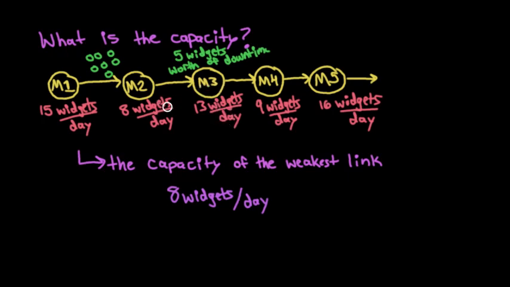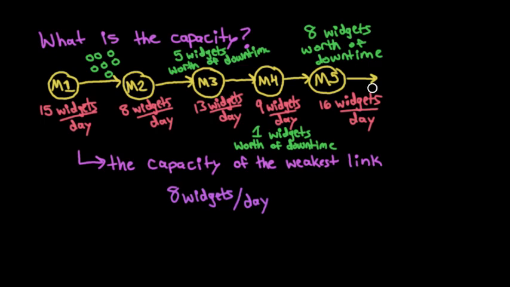At most they're putting out 8, which means machine 4 is going to have 1 widget's worth of downtime per day. And machine 4 is going to put out 8 widgets per day because that's the most that it's capable of producing, because that's the most that it's being fed, which means machine 5 is going to have 8 widgets worth of downtime per day. So that's a big queue and a lot of downtime that we're working with. Welcome to factory life. This is what it's like.